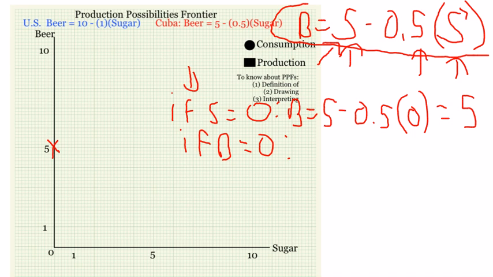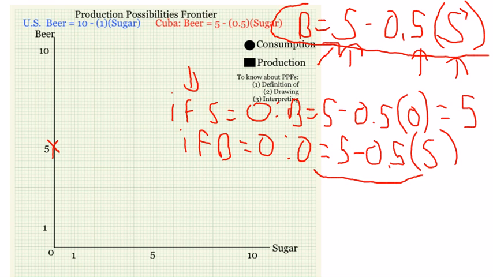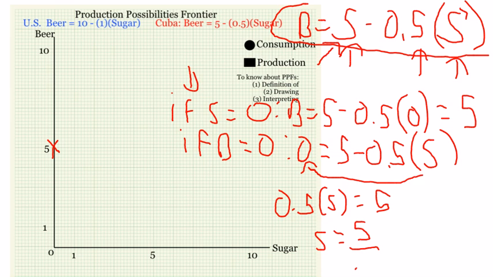Next, we ask, what if beer equals 0? So plug in 0 for B in B equals 5 minus 0.5 S. Bring this to the other side of the equation. Get rid of the negative. 0.5 S equals 5. Divide by 0.5. S equals 5 divided by 0.5, which equals 10. Now we have our x-intercept, and then we just connect the two.